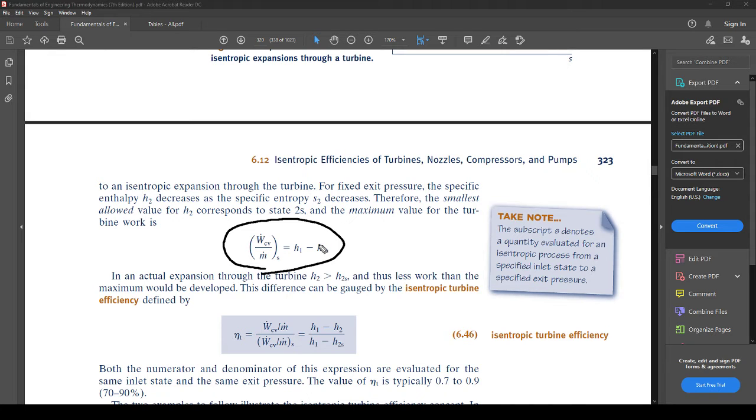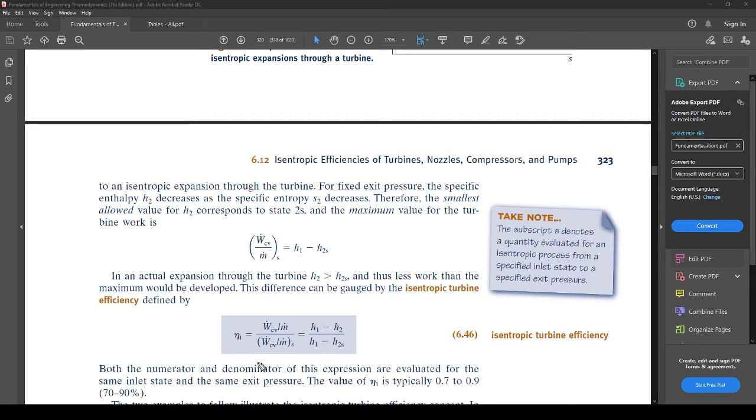So all of your energy, nothing left is heat transfer. There are no internal irreversibilities. And the difference between your entry state and your exit state is simply the work leaving, right? There's no other things involved. It says in an actual expansion through the turbine, H2 will always be greater than H2s, and thus less work than the maximum would be developed. This difference can be gauged by the isentropic turbine efficiency shown here.